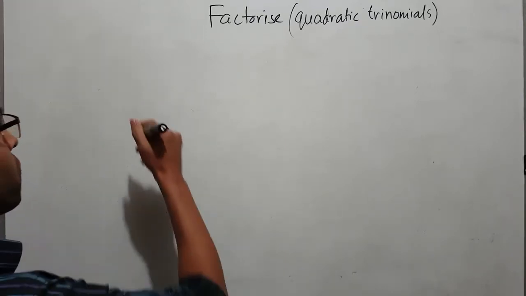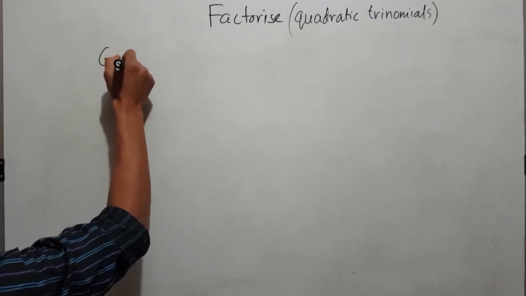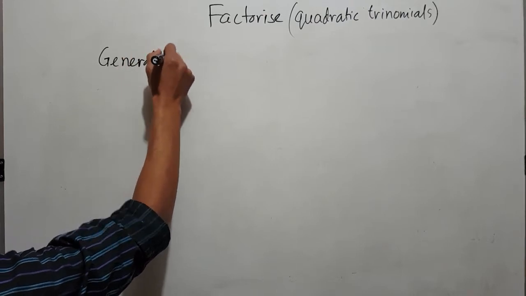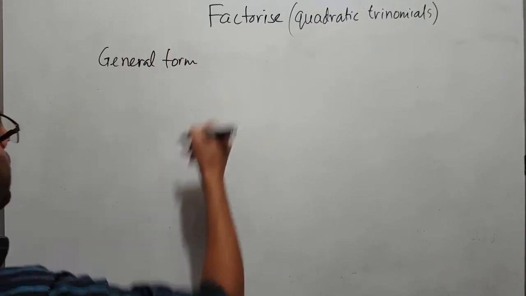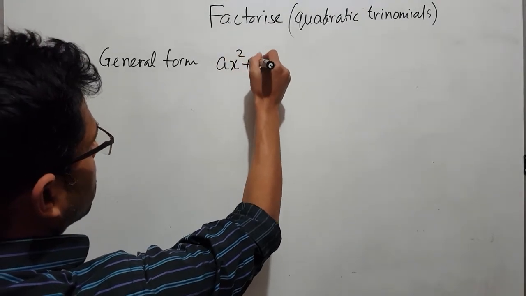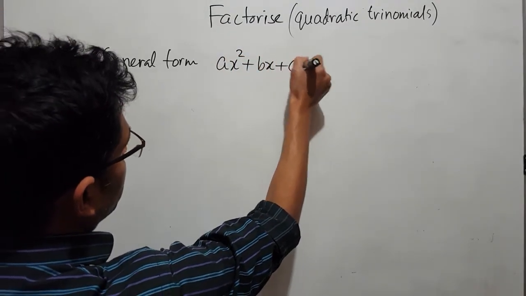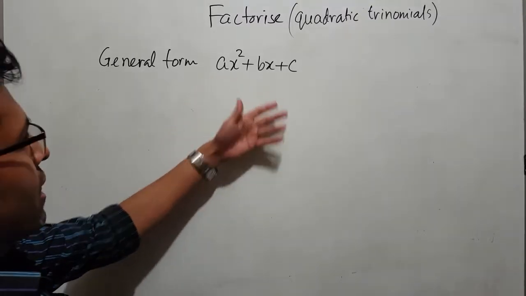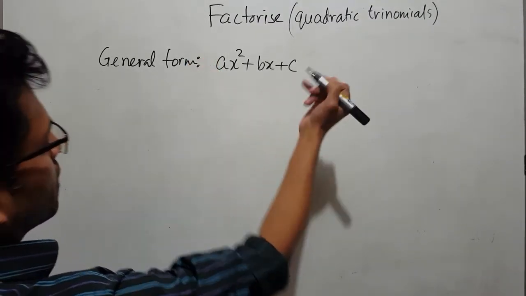The general form of quadratic trinomials is ax squared plus bx plus c. How do we factorize ax squared plus bx plus c?